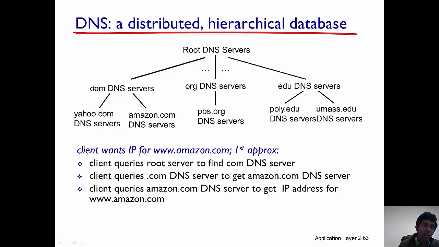Now after it gets the address of the com DNS server, it then goes and figures out from the com DNS server the IP address of the Amazon.com DNS server. So this is how the DNS system is used to resolve domain names to IP addresses.